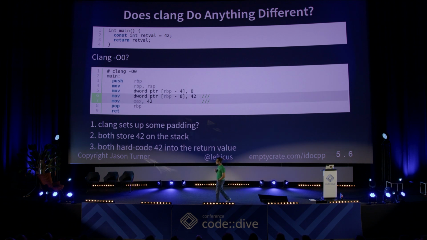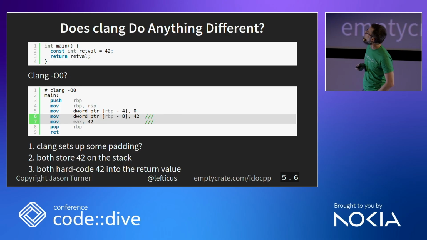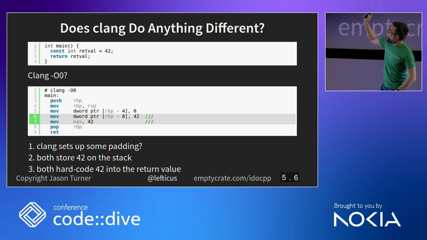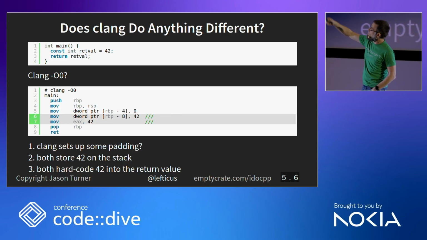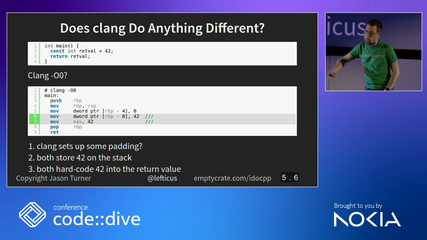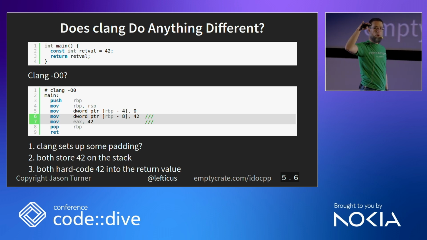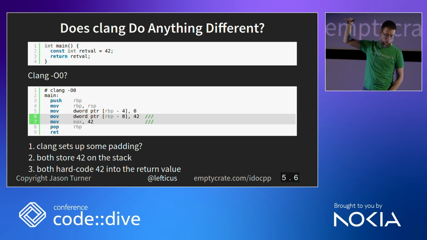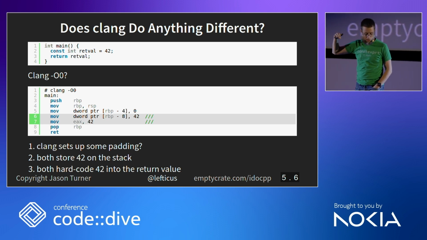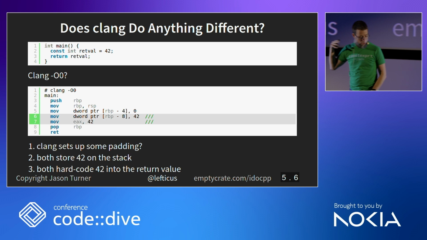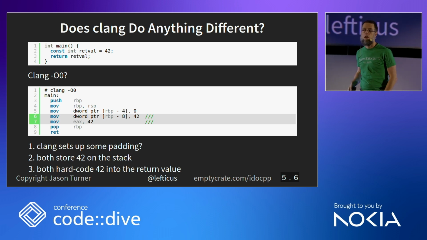OK, so Clang does this. It sets up some sort of 0 first, and I'm not entirely sure why it does that. But it moves 42 into that space on the stack and then moves 42 into EAX. So they both are basically storing 42 on the stack because that's what I asked it to do on line 2 of my program. And they're both hard-coding 42 into the return value.